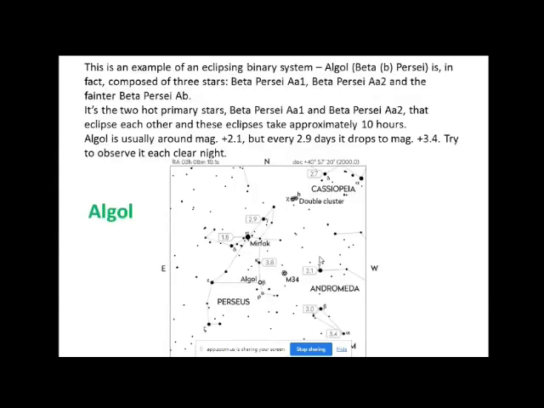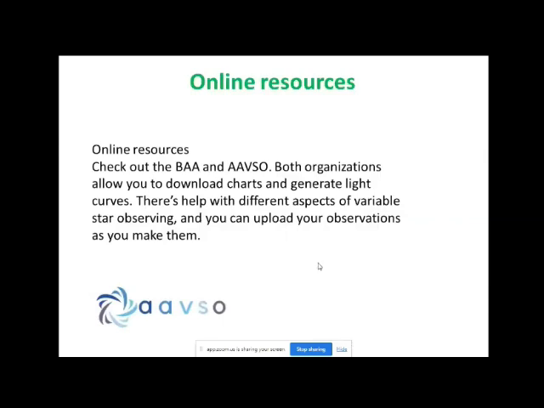So again, this is also a star chart. This is a comparison star chart. We need both of these two things for this experiment with a variable star. Actually, the topic of variable stars is very large, and we can discuss it another day. Just visit the BAA or AAVSO website.